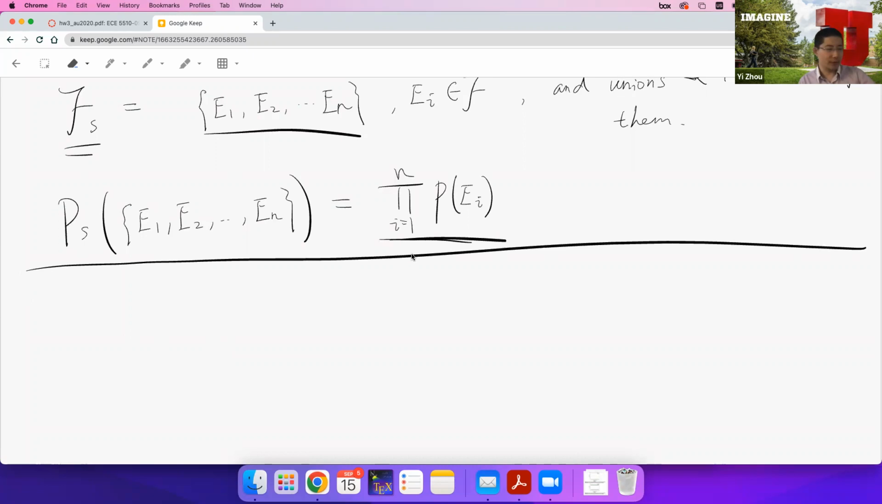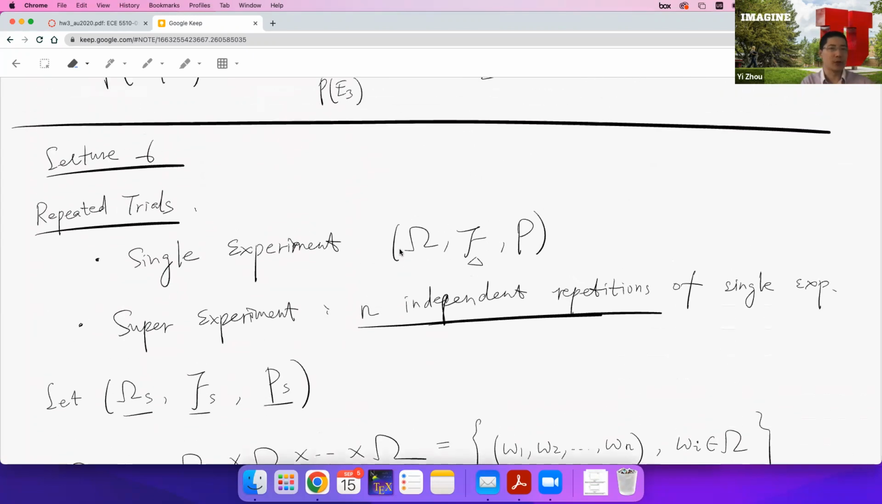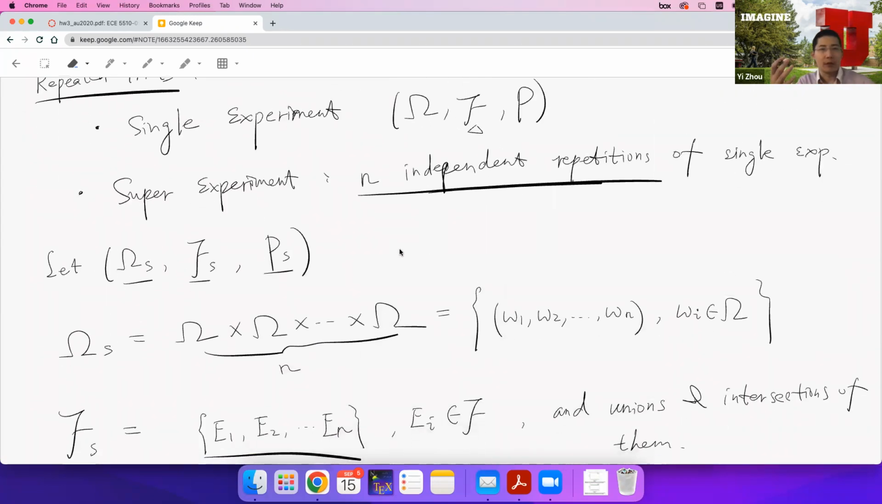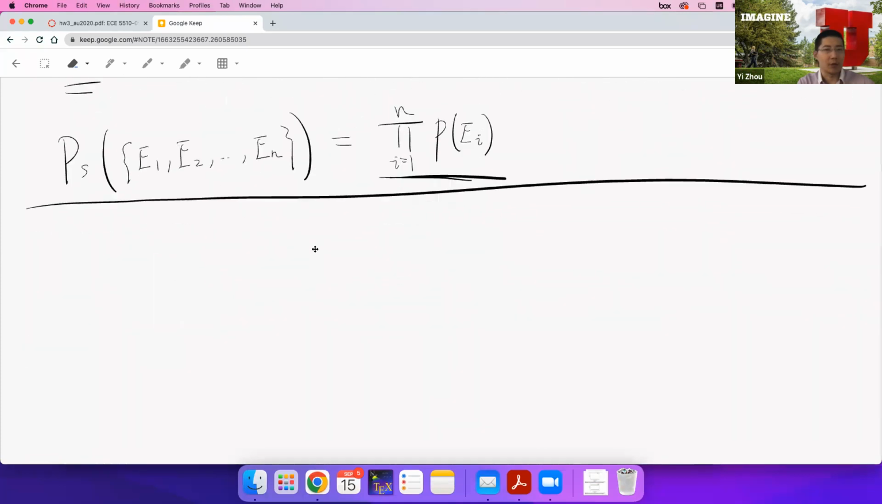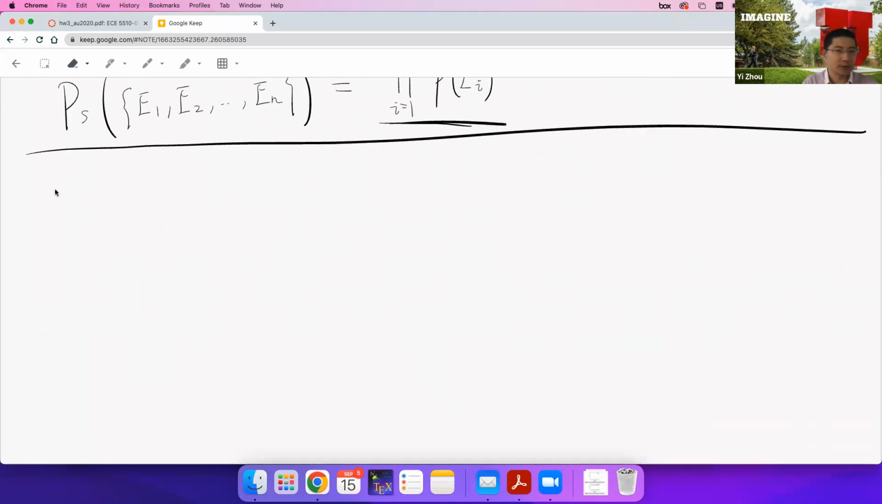So this is the repeated trials, where we repeat the same experiment multiple times, right? You flip a coin 100 times. Every single experiment is independent from the others, and they all look the same. They have the same outcome space. They have the same probability law. The other super experiment that we need to consider is the Bernoulli trials.